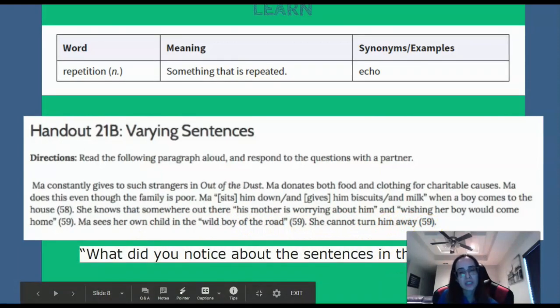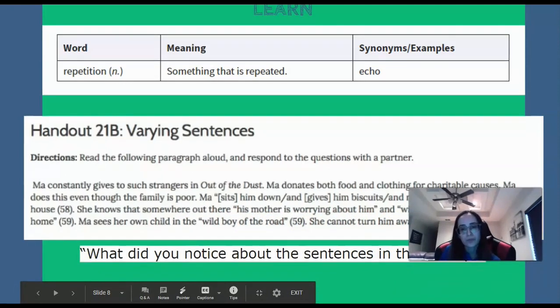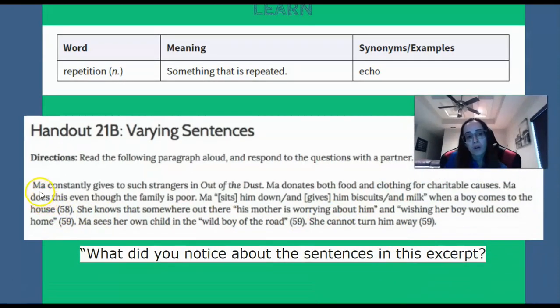What did you notice about that sentence in the excerpt? Did you notice that Ma was mentioned multiple times at the beginning of the sentences? Ma, Ma, Ma in the third sentence, and Ma in the fourth sentence. And then when we move on to the fifth sentence, we can see here that we're still talking about Ma. So did you notice that there's some repetition going on in this excerpt?